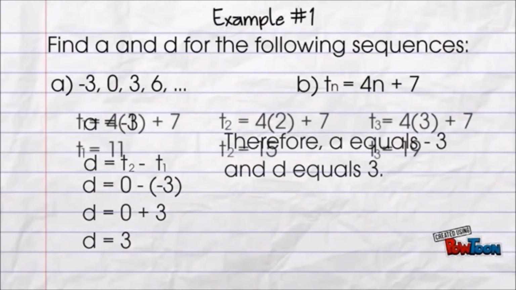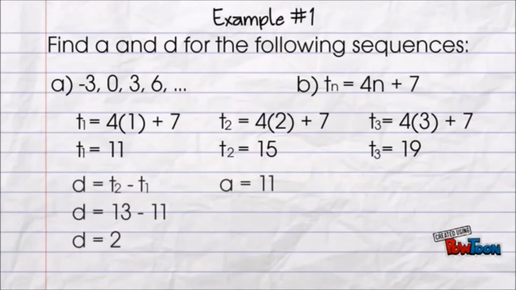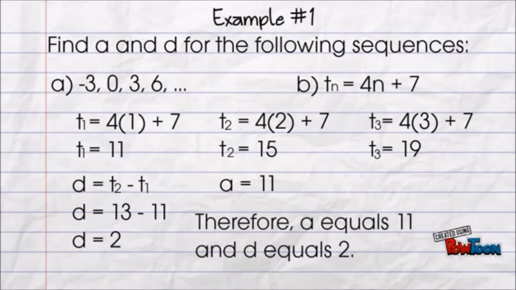In the second question, we have to confirm if the sequence is arithmetic. That's why I've inputted the term numbers for the explicit formula that was given. And then from there, we found out that term 1 equals 11, therefore equaling a, and we found the common difference the same way as we found in question 1, therefore d equaling 2. Therefore, a equals 11 and d equals 2.